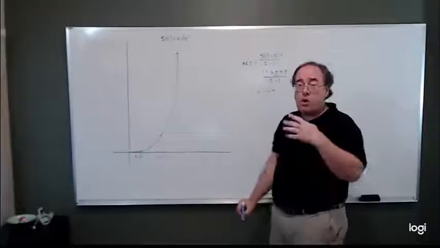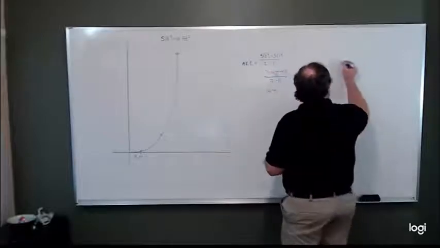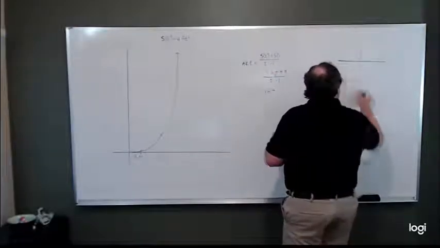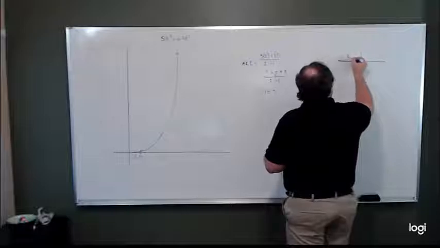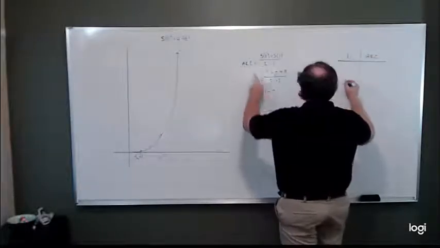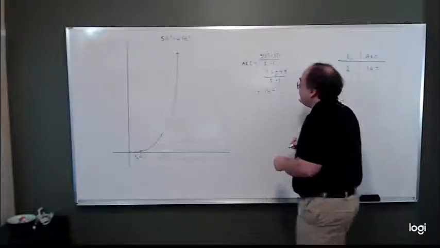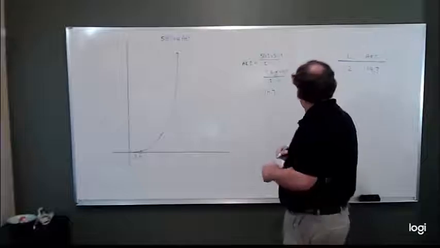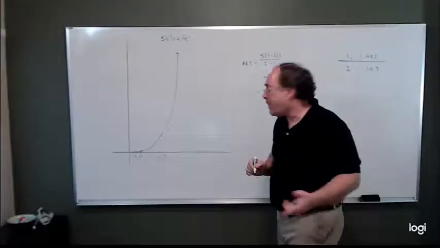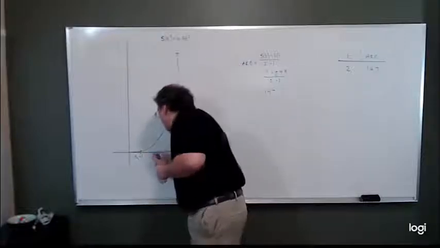Okay, good. Now, I'm going to want to do this for a few more points because I want to look for a trend here. So I'm going to make a little table, and I'm going to put my t values and my average rates of change. So when t was 1, the average rate of change was 14.7. Okay, so let's try another one. Bring this in a little closer. It starts walking this in.